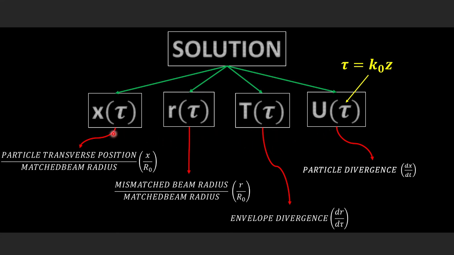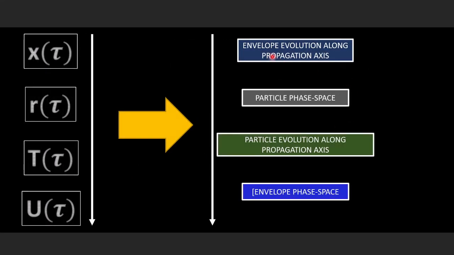Now using these four parameters, what all can we do? We can look at envelope evolution along the propagation axis by plotting R as a function of tau. You can look at particle phase space by plotting x and u. We can also look at particle evolution along the propagation axis by plotting x versus tau. And finally, we can look at envelope phase space by plotting R and T.